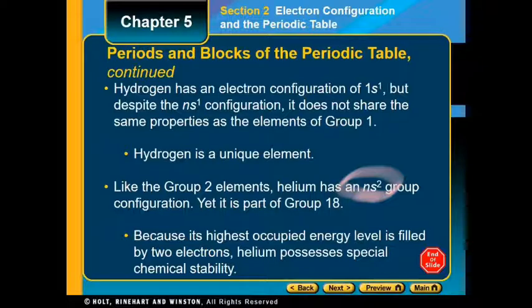But for anything within group 2, there is the general configuration, ns2. And if I look at beryllium, since beryllium is on the second period or second energy level, 2s2. If I go down to rubidium, rubidium is on the fifth period, so rubidium would end with 5s2. Again, the n represents your period number or energy level.